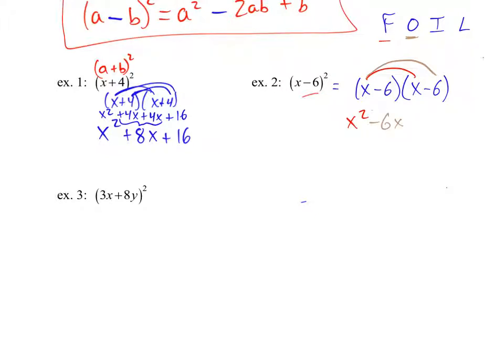Then we could do inside, which is another minus 6x. And then we could do last, which is negative 6 times negative 6, or 36. Plus or minus? Plus 36. And then you can take, of course you're smart, you can combine these two together and say that's minus 12x. So we have x squared minus 12x plus 36.